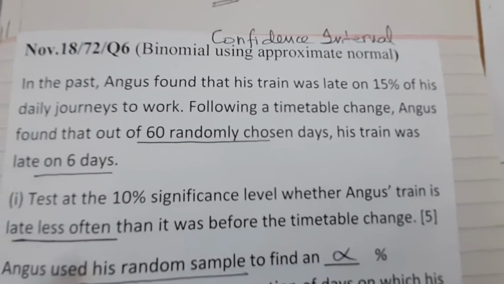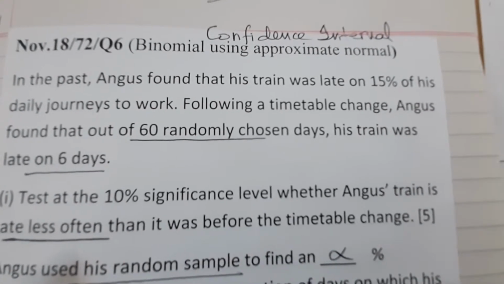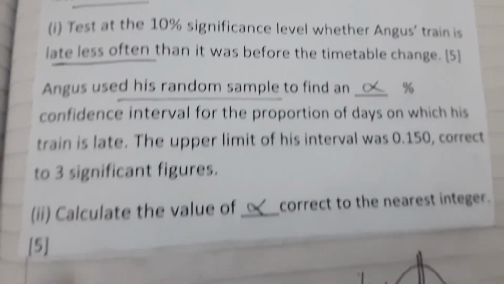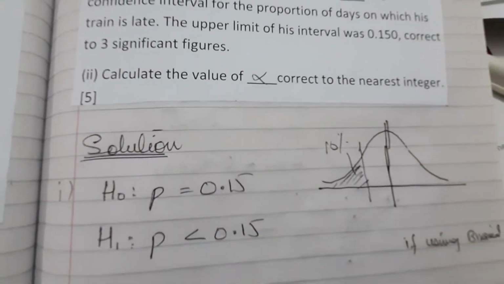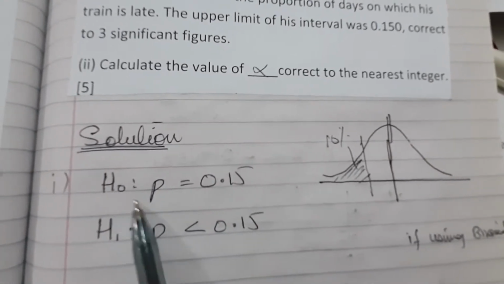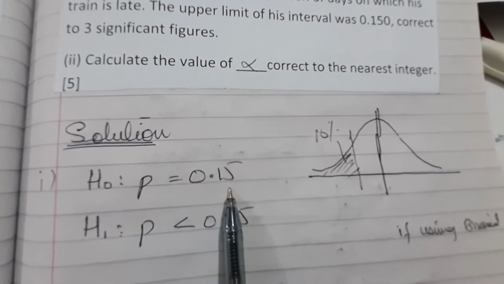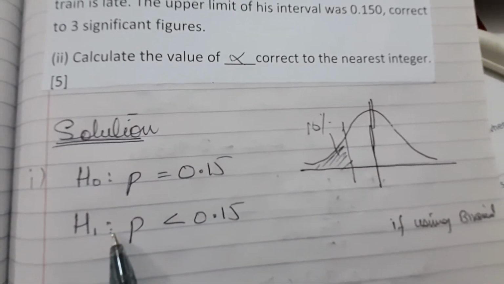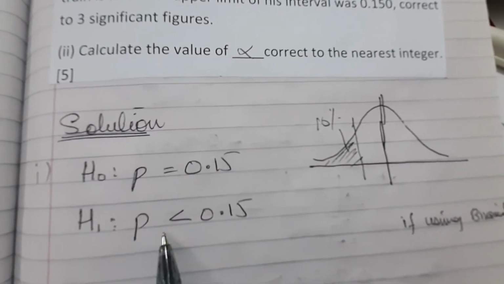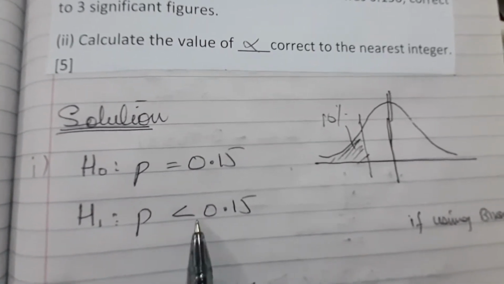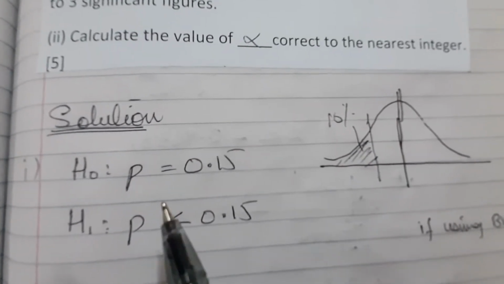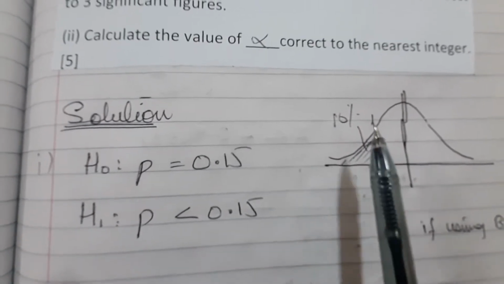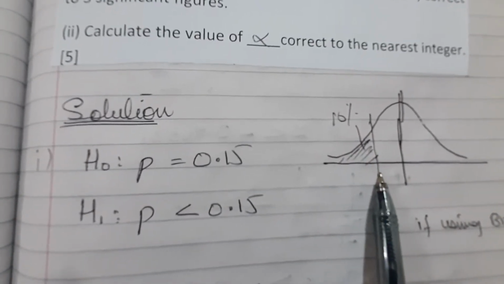Let's do part 1. So first of all, significance level, hypothesis testing, and then we will read the rest of the question. According to the question right now, the null hypothesis is 0.15, binomial proportion is 0.15. And because we have to say that after the change in timetable, the train is late less often, that's why the less than symbol will come here. And it is at 10%, so because of this symbol, I know it is lower tail, and it is on this side accordingly.